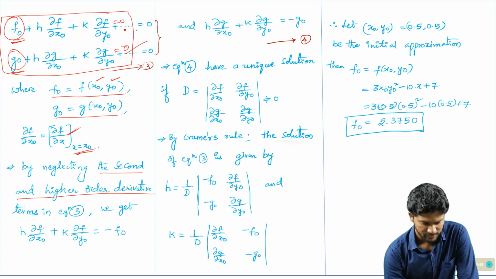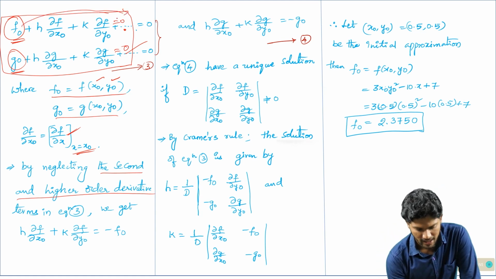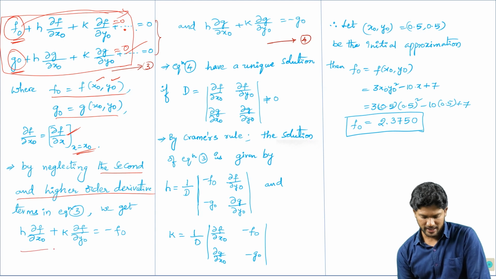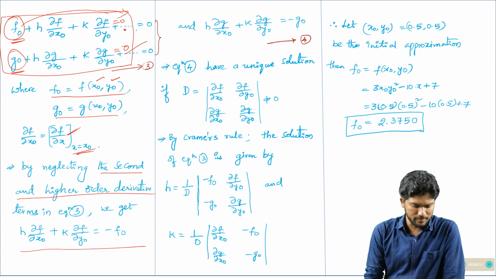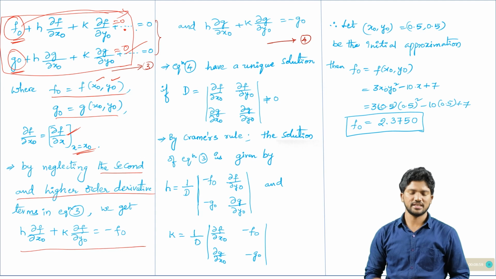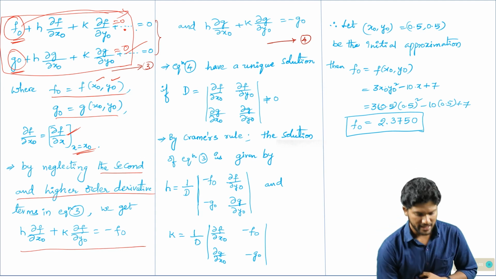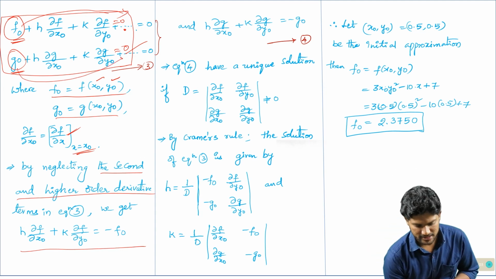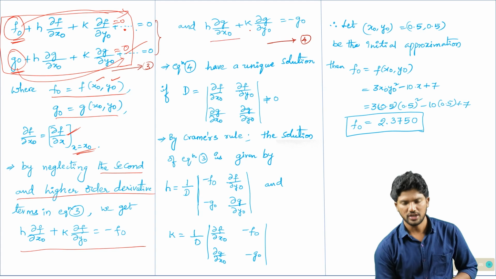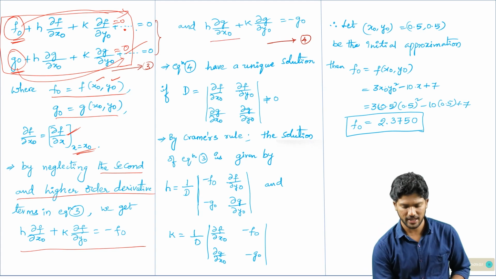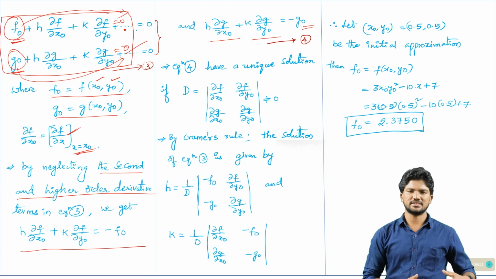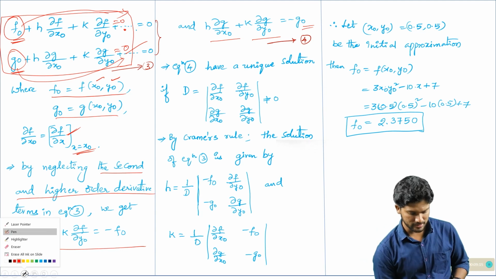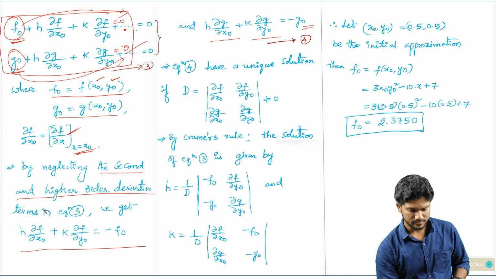Next, send this f naught to the RHS, then directly you will get this format: h into dou f by dou x naught plus k into dou f by dou y naught is equal to minus f naught. Next, send this g naught to the RHS. So therefore, h into dou g by dou x naught plus k into dou g by dou y naught is equal to minus g naught. If I write step by step, the length of the problem will increase. So that's why I am writing direct steps. So just kindly understand.